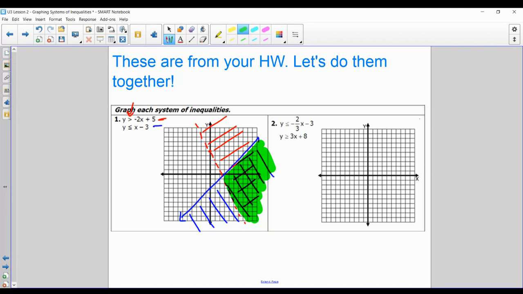Okay, let's take a look at this other one. So if I do the top one in green, I have a y-intercept of -3. I'm going down 2 over 3. Get a couple of points here. It is or equal to, so I've got a solid line. And it's everything less than, so I'm shading below.